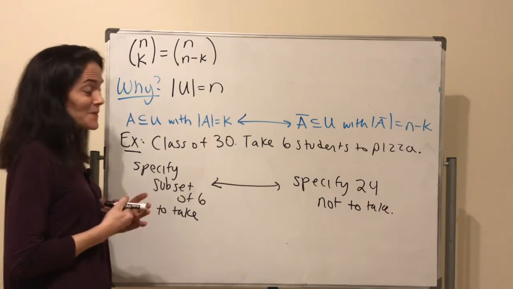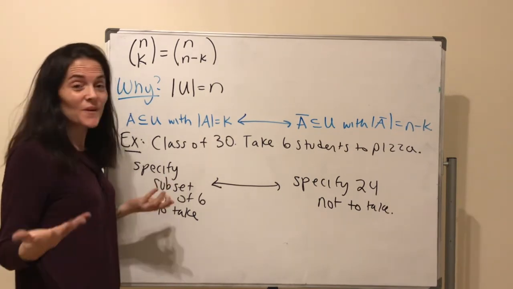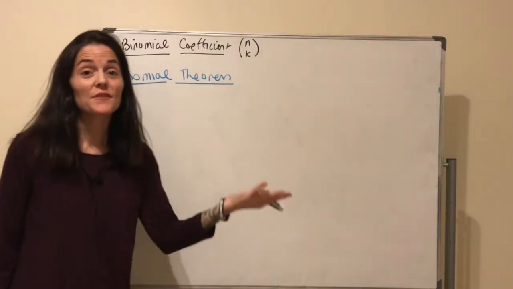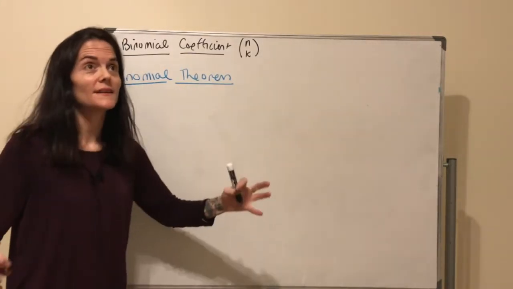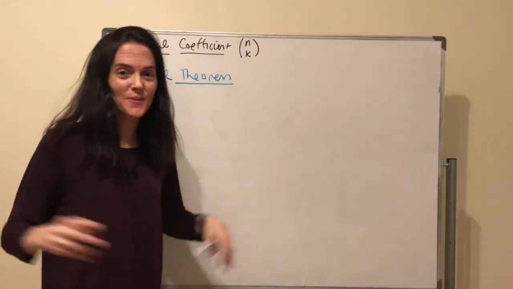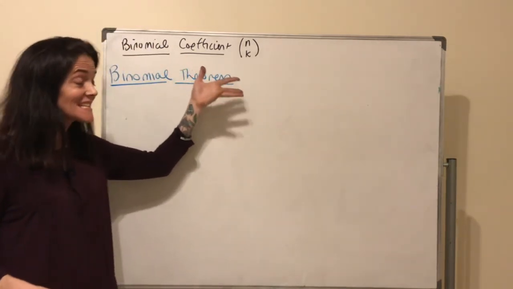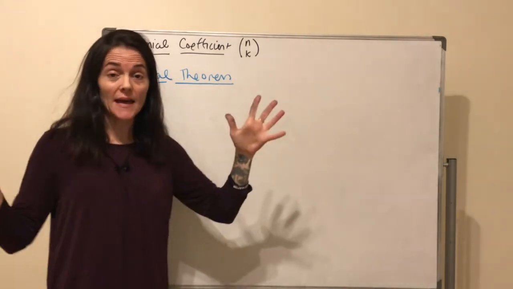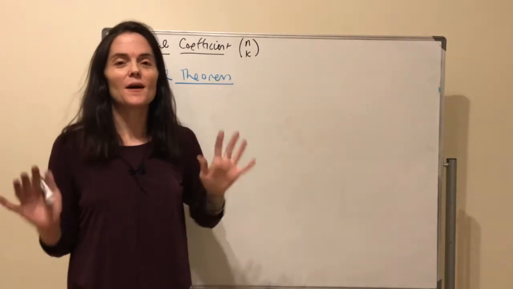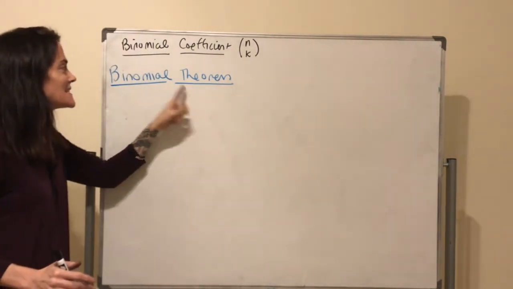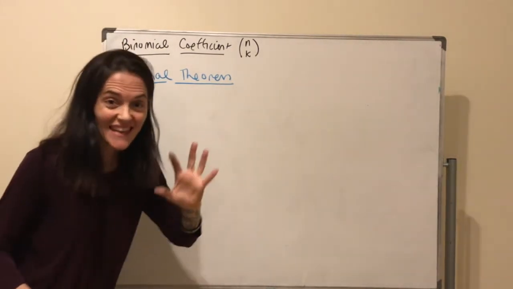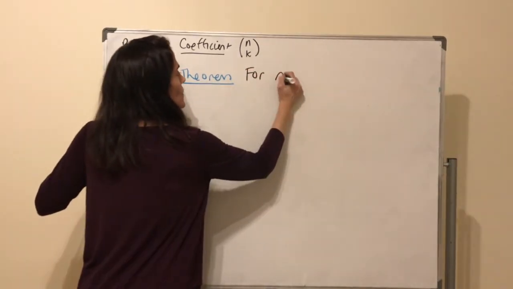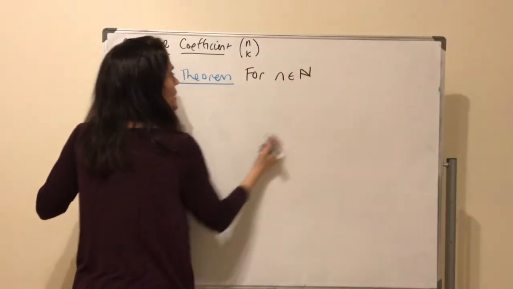Now, the next question that I want to address is why in the world are these called binomial coefficients? Well, generally, a binomial is a sum of two terms. And these are called binomial coefficients because they appear as coefficients when you expand a power of a binomial. And this is what's called the binomial theorem. So let me state this. I will state this for natural numbers.